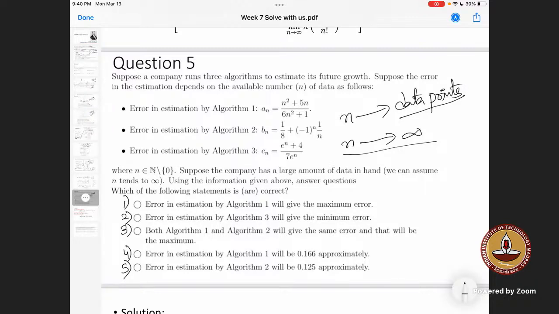Yes, you have to find the limits of AN, BN, CN as n tends to infinity. Why n tends to infinity? It is already given in the question, because the data is growing, the n value is increasing. We are approximating that it tends to infinity. And as n tends to infinity, 1 by n will tend to 0. You can use this fact.